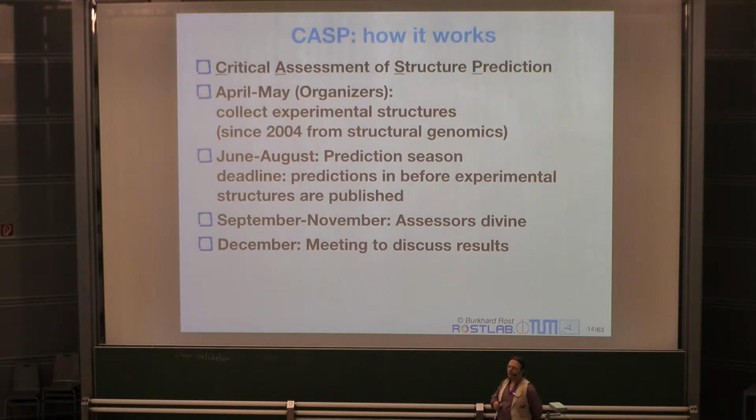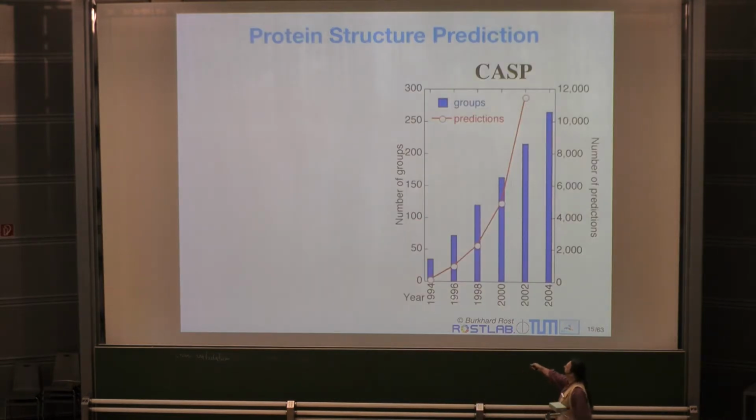In September to November, assessors look at these structures and the predictions that came in, and then there is a meeting in December. And that has been going on for many years. It started in 1994. In fact, it started just after this Washington Post article that I talked about, and it was spawned by that article, by the shock that somebody can be fooled into believing that they solved it. That's the number of groups that participated here only in the first 10 years; it is still going on. It is a biannual meeting, and the number of groups is increasing. The number of submissions is increasing.